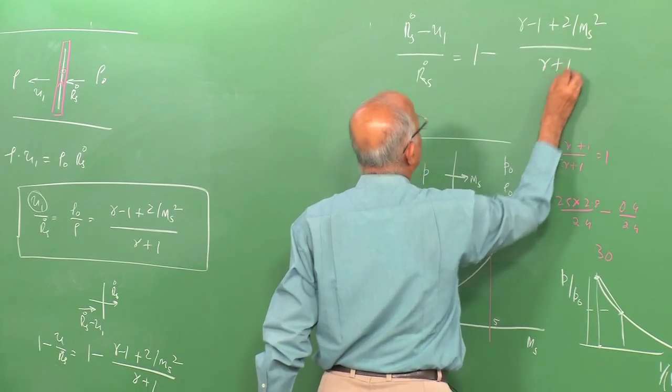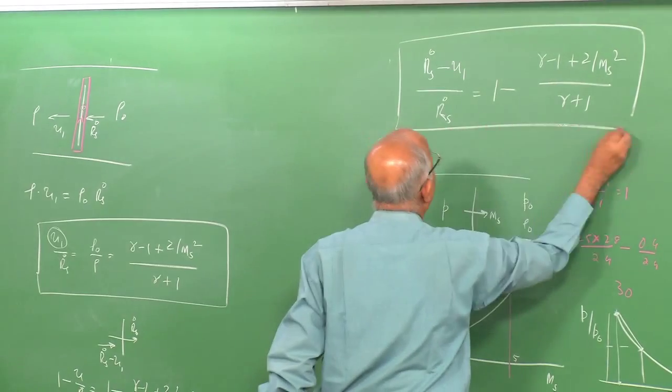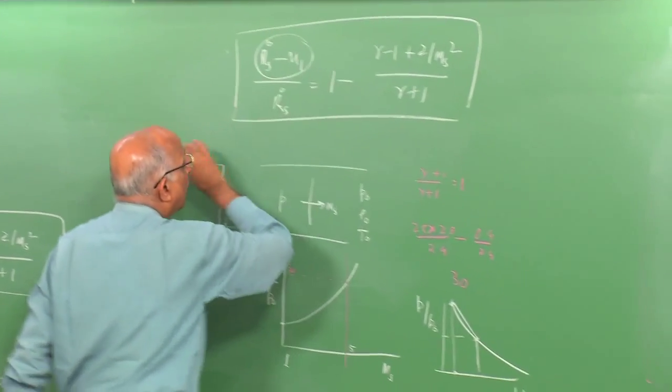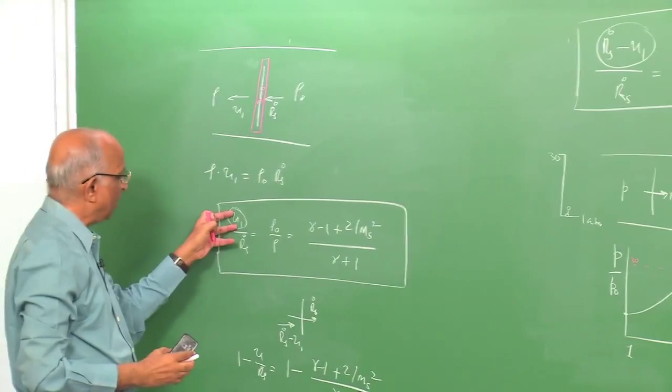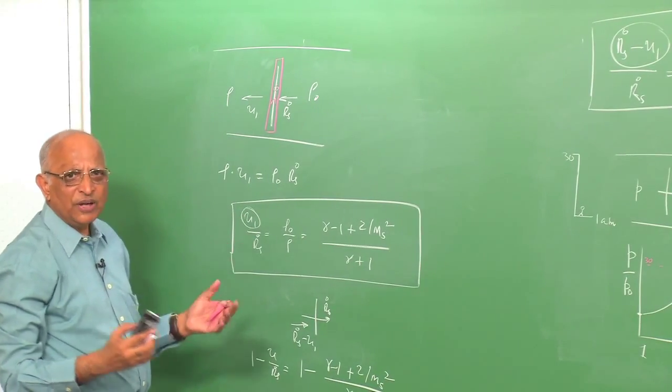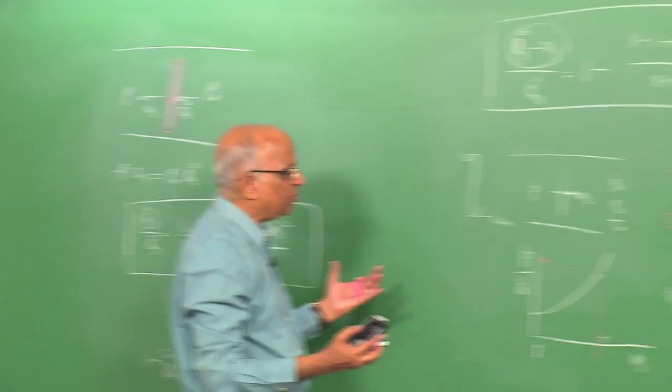Divided by gamma plus 1. This is the velocity of the particles which are moving along with the shock when the shock is moving. If the shock is stationary, well, it is u1 by Rs dot. We have succeeded in therefore telling what are the conditions behind the shock.